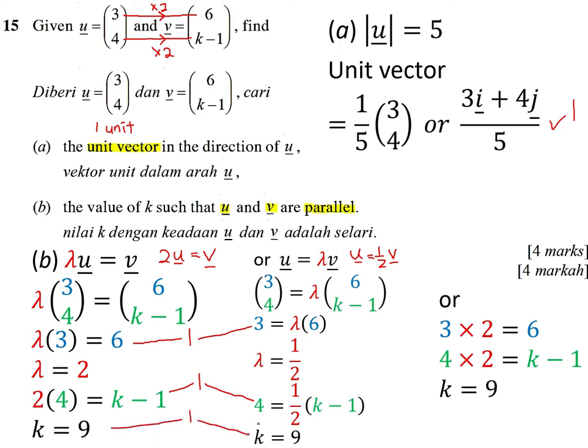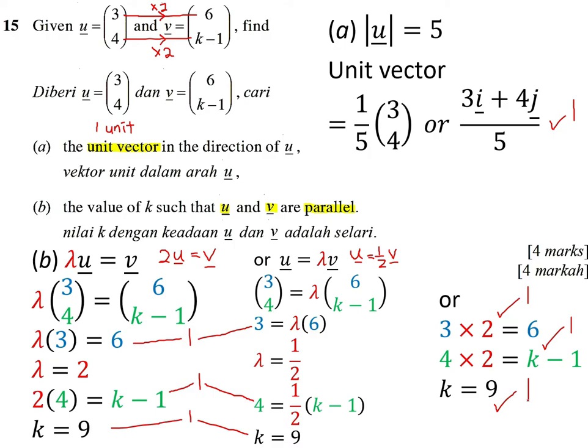If you are using the third method I mentioned here, the first mark will be given once you identify the relation between the vectors, which is times 2. The second mark is when you apply the times 2 with the y, so 4 times 2 equals k minus 1. The third mark will be your answer, k equals 9.